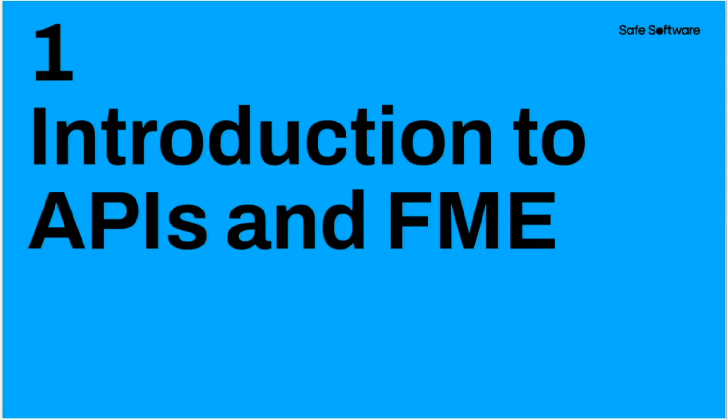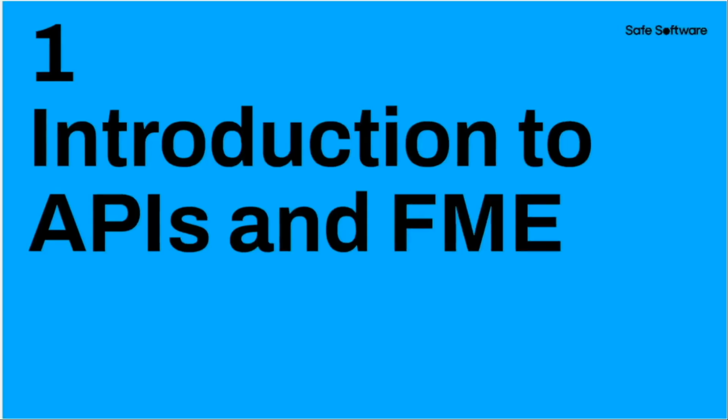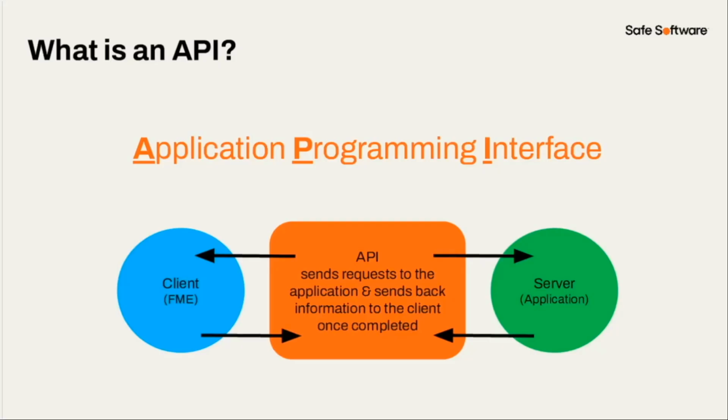Moving on, I'll go into a little bit of an introduction of APIs and FME. So first, what is an API? It's an application programming interface. That's what it stands for. And it gives you a way to connect to a server, an application from a client. And in this case, we'll be using FME. So APIs can be used to request specific data, update records, or even delete records programmatically.